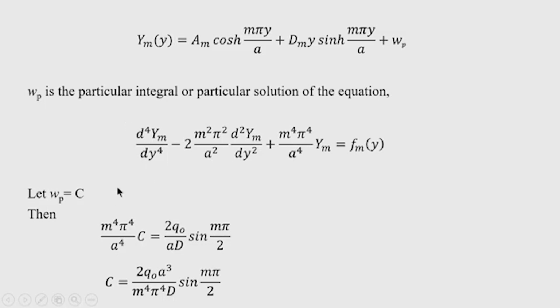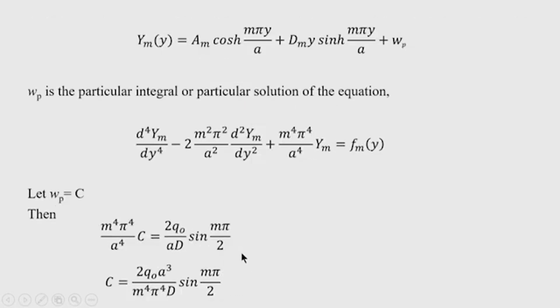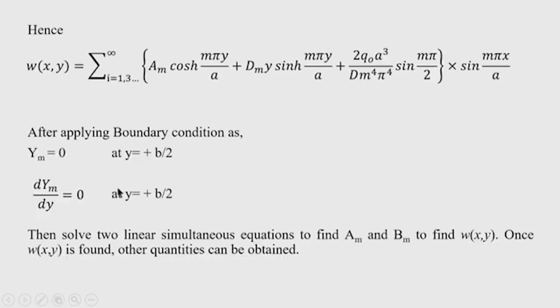Now, again here you can see f m y is a constant term which varies with m. Therefore, I have assumed this particular integral is also constant. So, let W p be c. After substituting this particular integral in this differential equation, we readily get the value of c. So, the value of the particular integral, that is c, is evaluated here, and after substituting this we can get the full solution for y m and then the series.